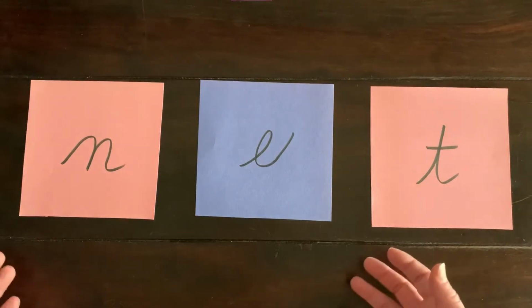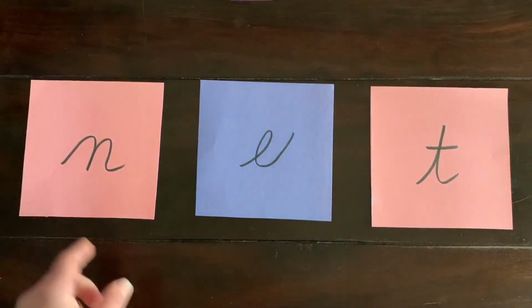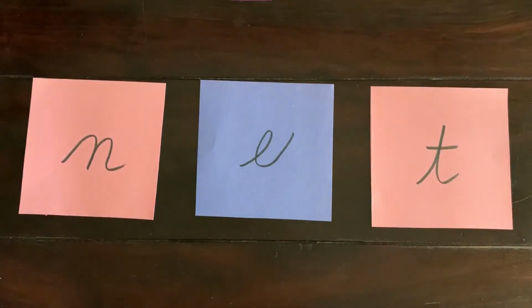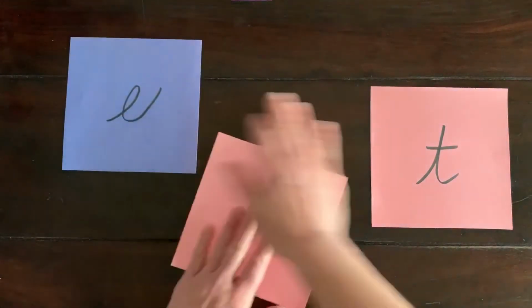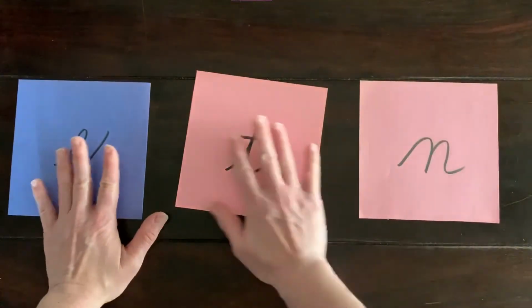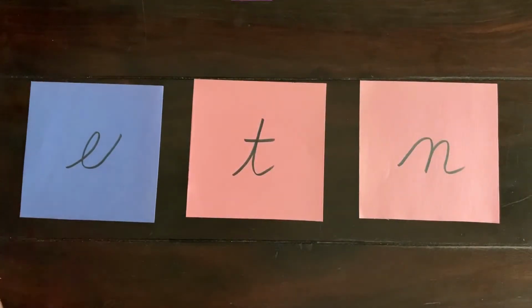So I first ask the child, can you point to the N? Can you point to the E? Can you point to the T? And then I'll say, all right, close your eyes, no peeking. You have the child close their eyes. Young children particularly really like this. And then I would mix them up, put them in a different order. Okay, open your eyes. Can you point to the E? Can you point to the N? Can you point to the T? So that's an example of one game.